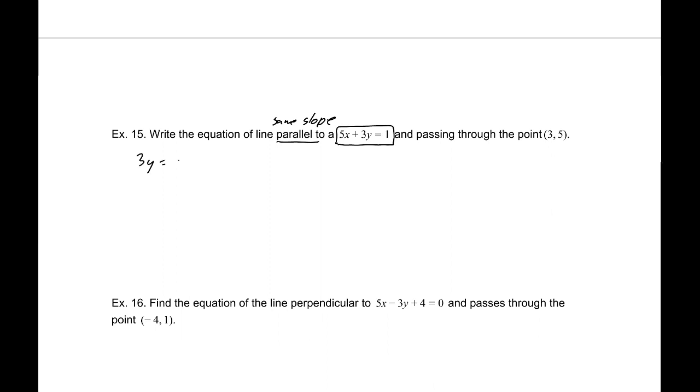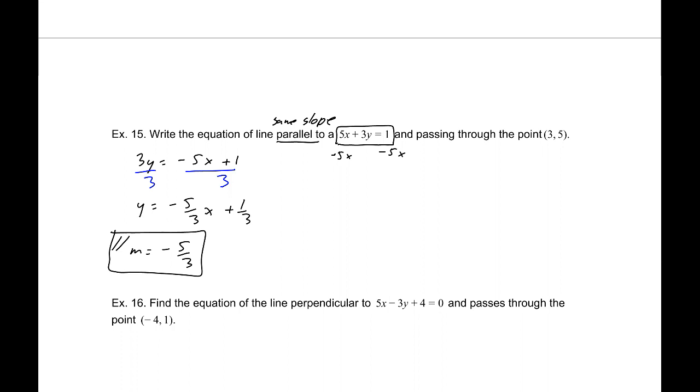That would be 3y equals negative 5x plus 1, subtracting 5x from both sides. And then dividing by 3, we have y equals negative 5/3 x plus 1/3. All we care about here is that the slope is negative 5/3 because it is parallel to that line. So our parallel slope is going to be negative 5/3. They'll be the same.